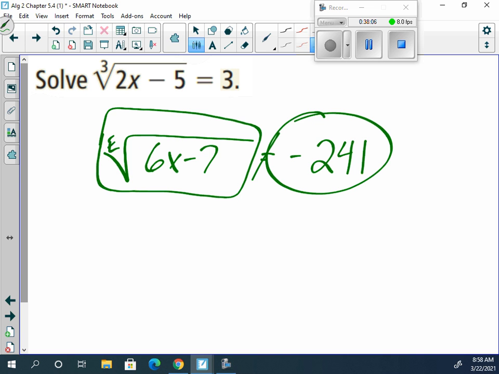Now, odd roots, cubes, third roots, fifth roots, seventh roots, that's fine. We can take the odd root of a negative number. We cannot take the even root of a negative number, which for us here is not too bad. But once we start getting farther into solving, we're going to have to check and make sure the roots do not have a negative number. We cannot have a negative number inside of a root.